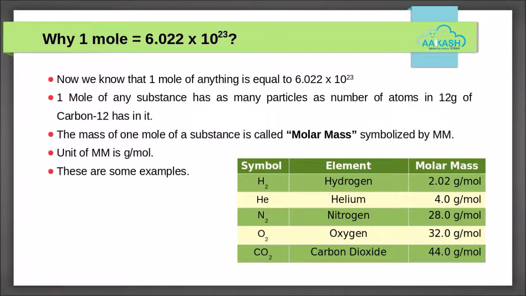Why is 1 mole equal to 6.022 × 10^23? Now we know that 1 mole of anything is equal to 6.022 × 10^23. 1 mole of any substance has as many particles as the number of atoms in 12 grams of carbon-12. The mass of 1 mole of a substance is called molar mass, symbolized by mm. The unit of molar mass is gram per mole. The table contains a few elements with their symbols and molar mass.